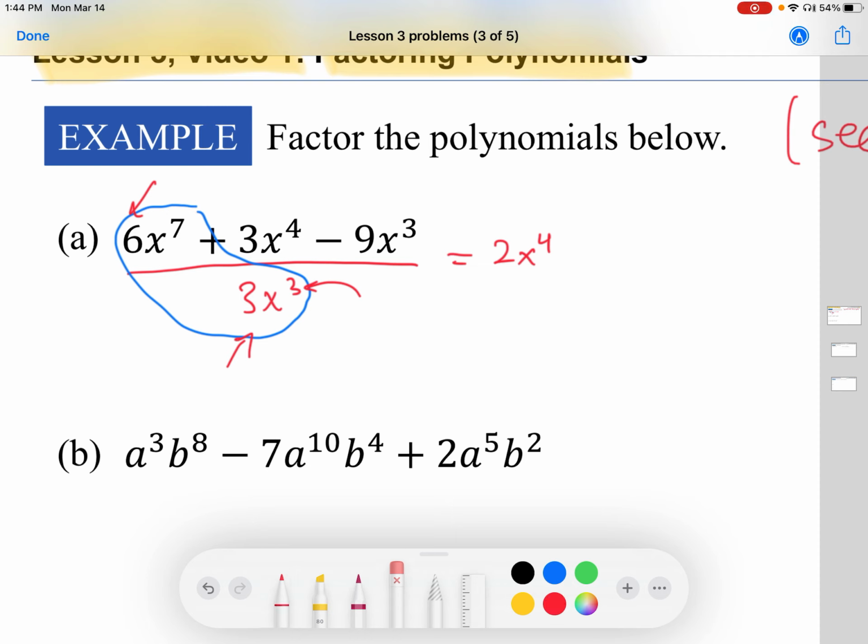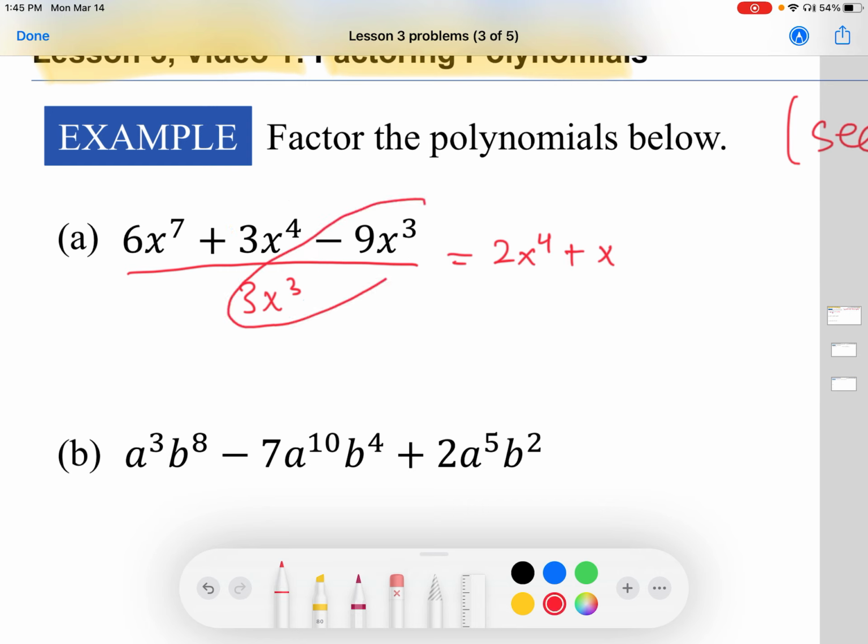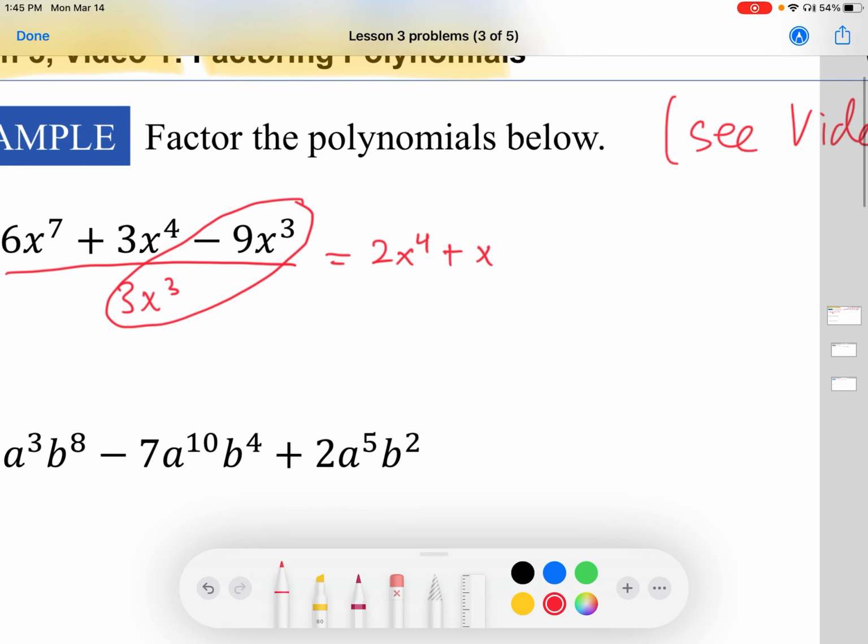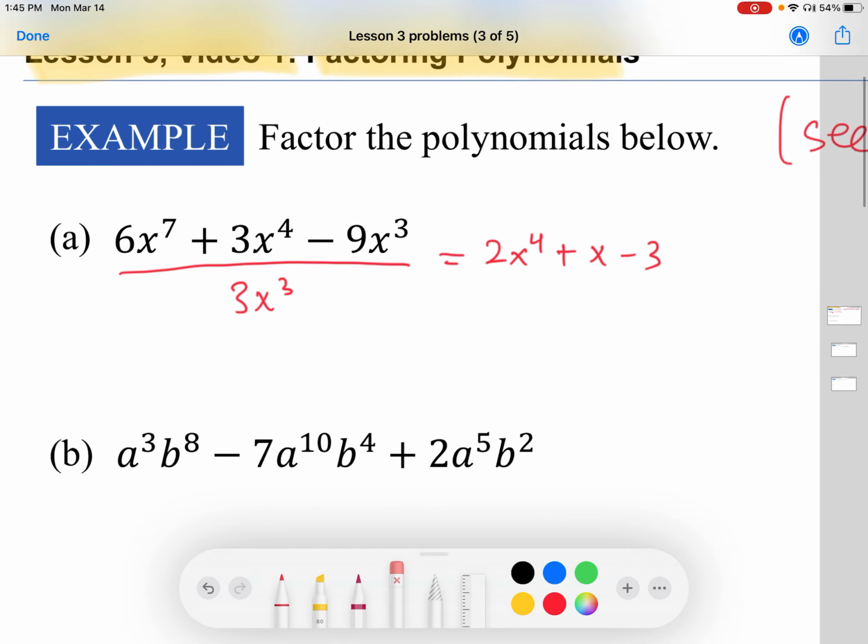Great. And then what if I now focus on the next term? I'm dividing 3x to the 4th by 3x cubed. The 3's cancel. The x to the 4th divided by x cubed just gives me an x. And then the last term, what if I divide negative 9x cubed by 3x cubed? Well, the x cubes go away. Negative 9 divided by 3 is negative 3. Okay. So if I erase everything and we look at this plainly, we have this nice statement that the original polynomial I started off with, when I divide it by 3x cubed, equals that.